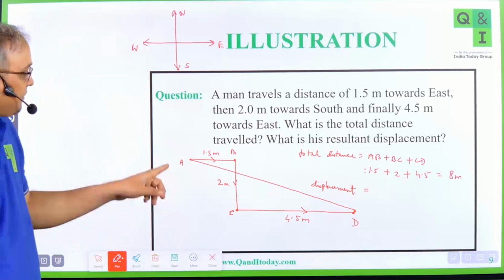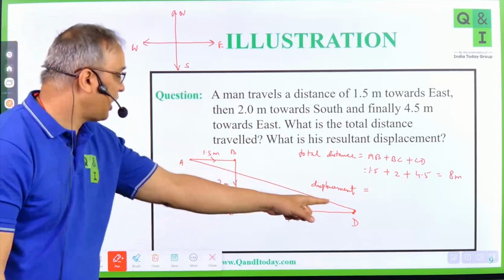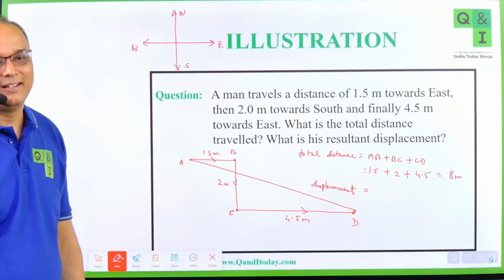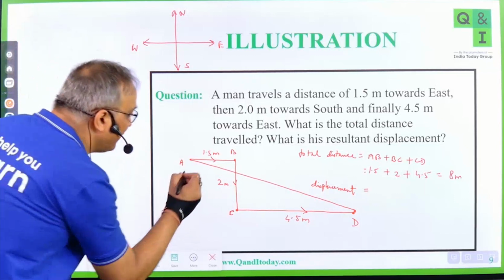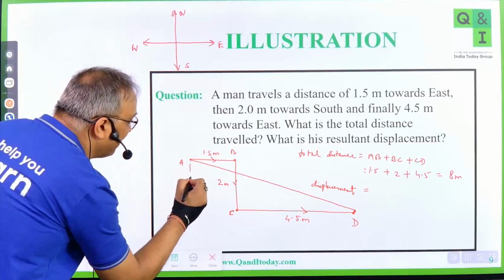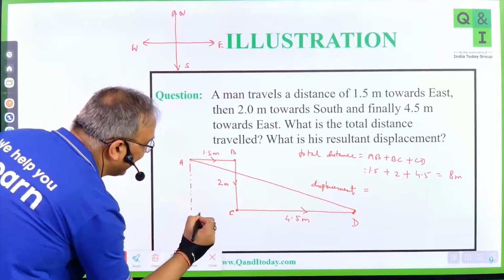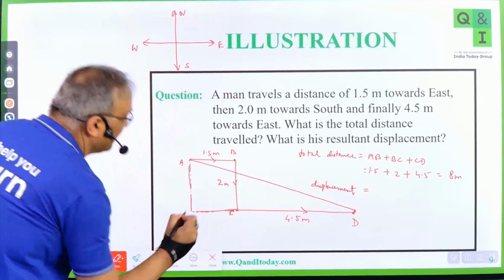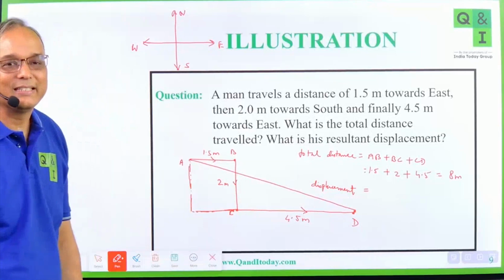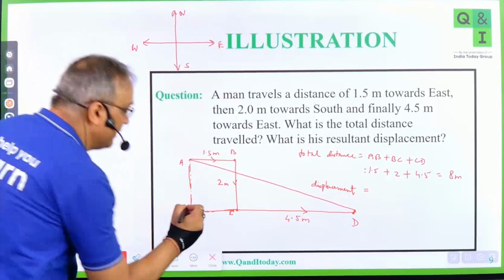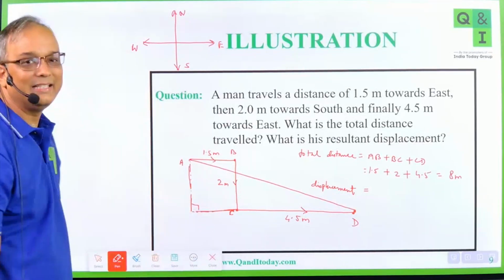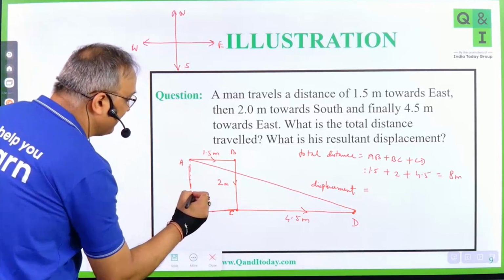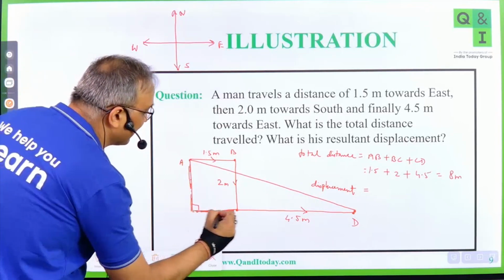Now the challenge is how to find AD. Is there a way to find AD? Yes. What we'll do, we will complete this right angle triangle by extending this. Once we have completed this right angle triangle, this is 90 degree. Okay. Now this is 90 degree, means these are perpendicular, right?